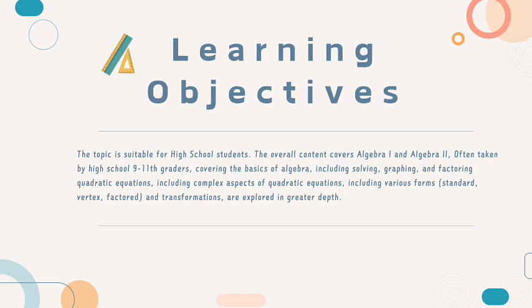Now let's talk about the learning objectives. The topic we're covering for the lessons are highly suitable for high school students, especially those in grade 9 through 11 who are studying Algebra 1 and Algebra 2. We delve into the fundamentals of algebra, including solving, graphing, and factoring quadratic functions. Additionally, we will explore the more complex aspects of the quadratic equation, such as various forms, standard, vertex, and factored, and their transformation at the end. I hope students would fully understand the properties of quadratic functions and they can easily apply them in their final project.